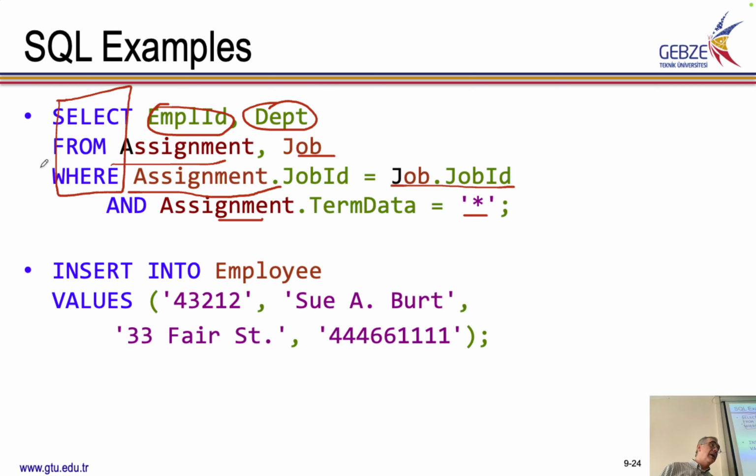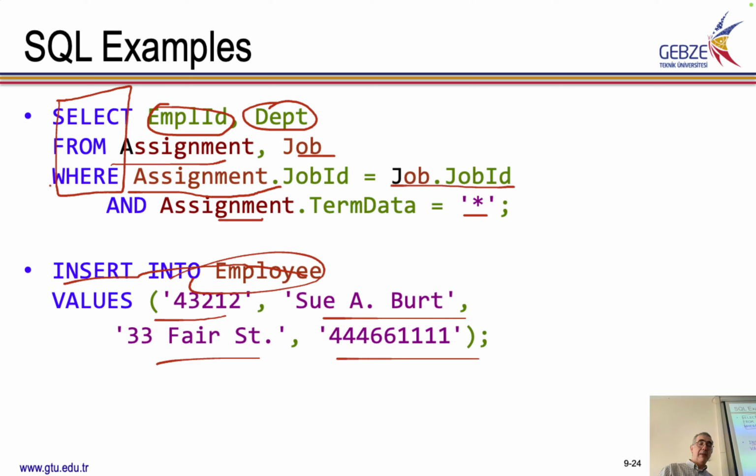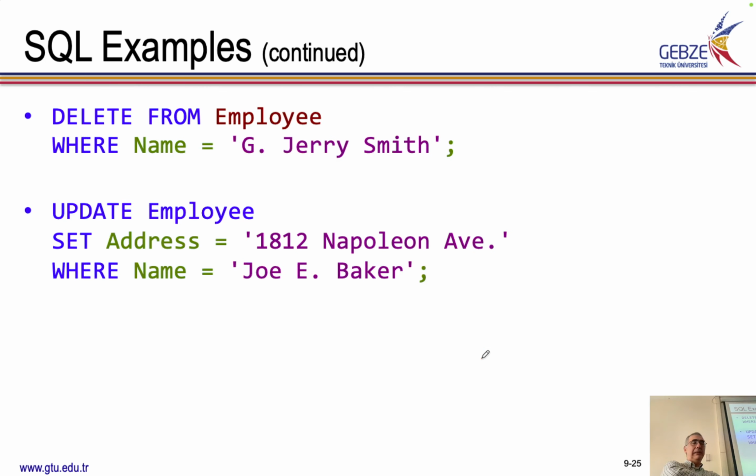Or adding a new record, filling the forms, insert into employee. These are the values. This, and this. So a new line is inserted. Okay? Or delete. Delete from employee. So it's easy. You don't have to specify its employee ID. Where name is Jerry Smith. So all Jerry Smiths are deleted. If there is more than one, they are also deleted.